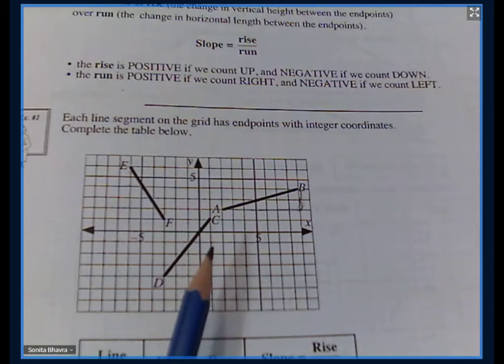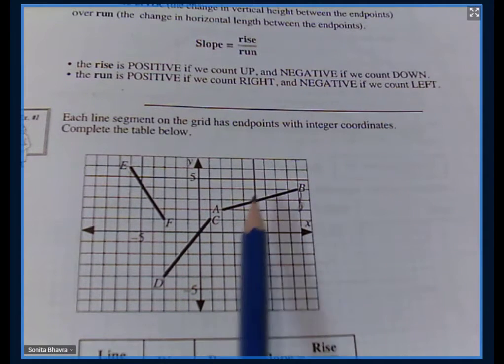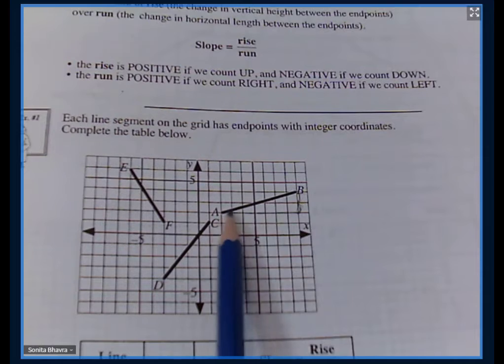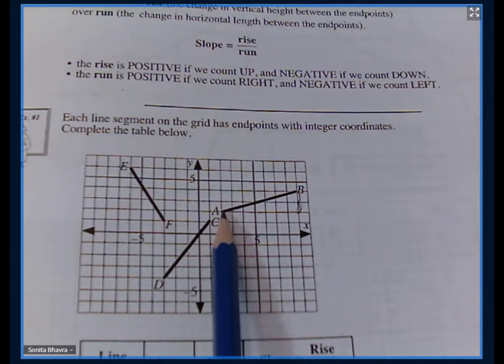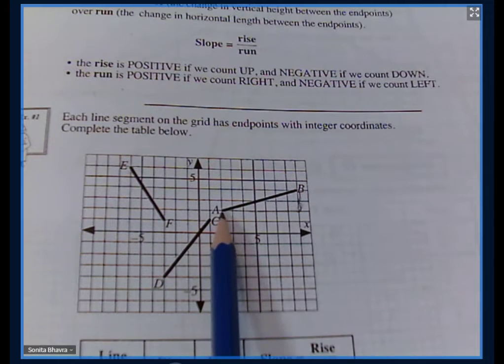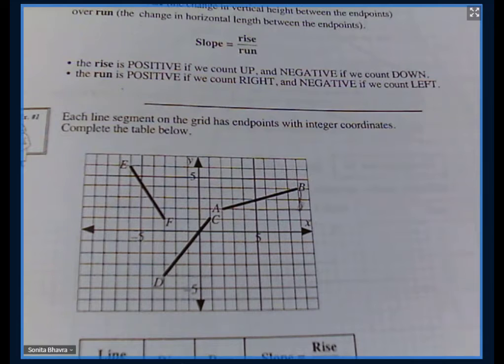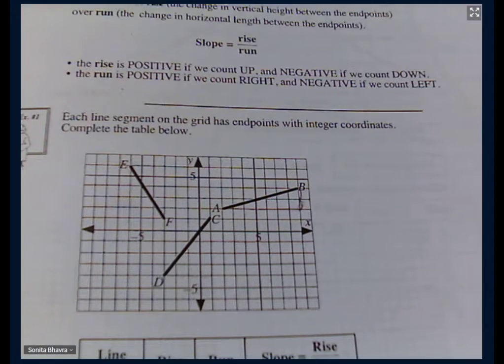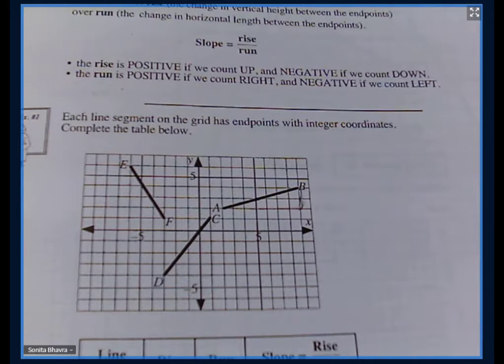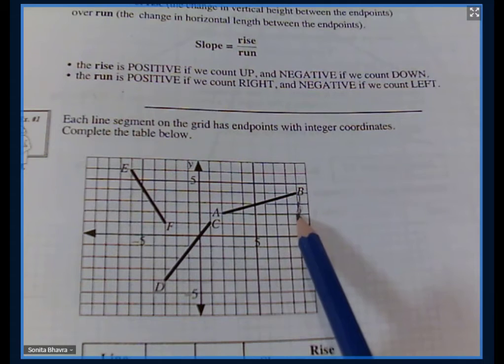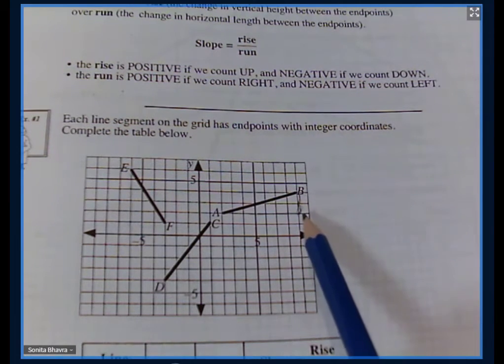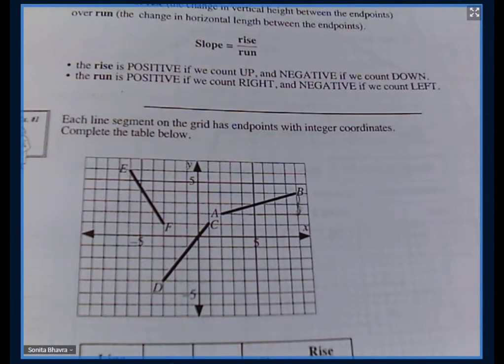Let's look at AB first. First of all, we're counting from left to right. So here is A and here is B. The first thing to note here is the line is going upwards. Any line that goes upwards from left to right, we know it's got a positive slope. Now let's count our rise first. From point A to point B, we're counting up 1, 2. So our rise is therefore 2.